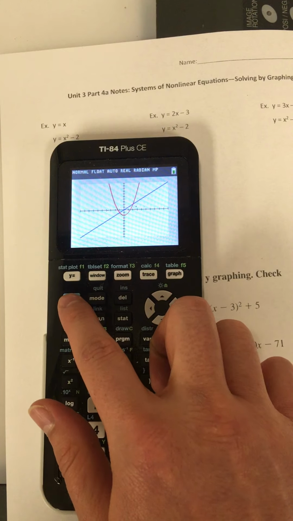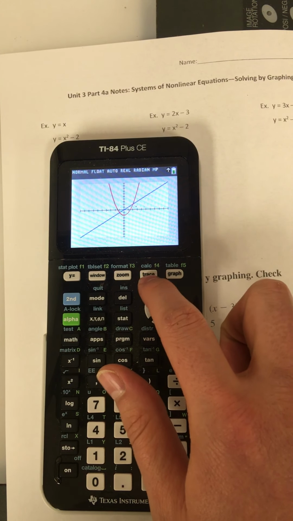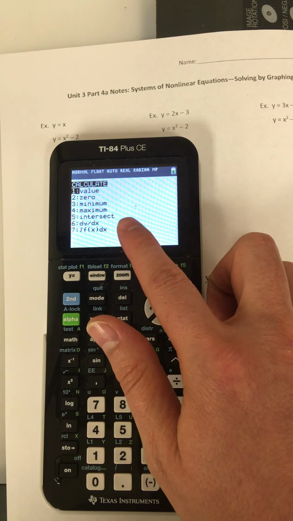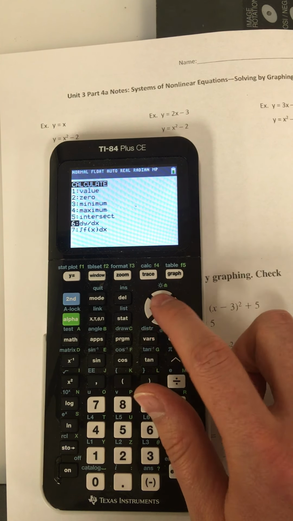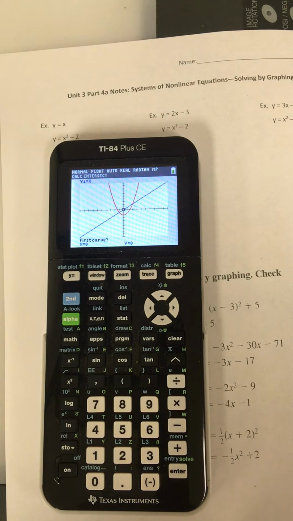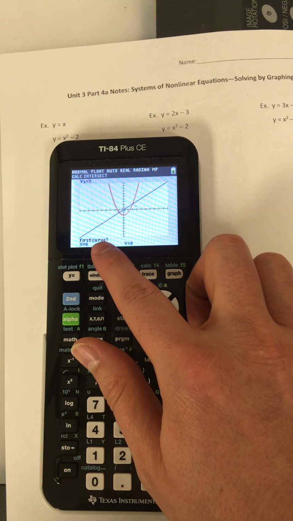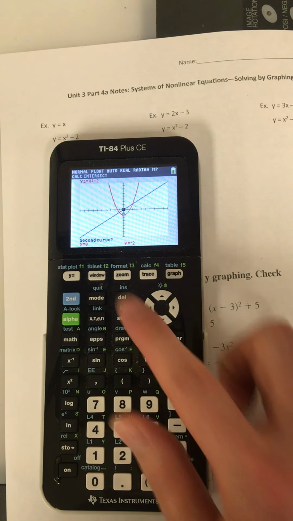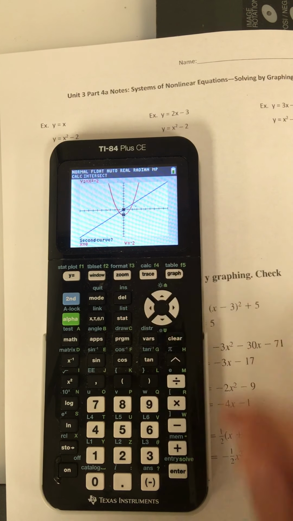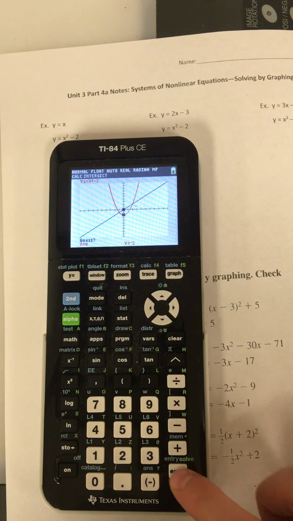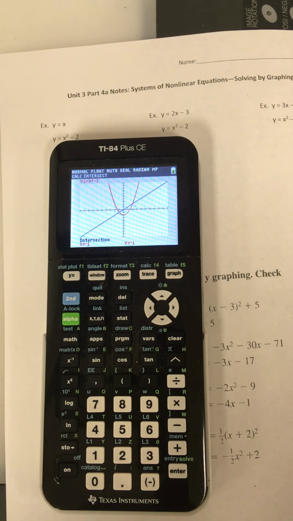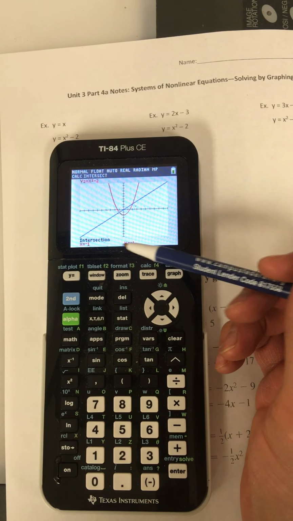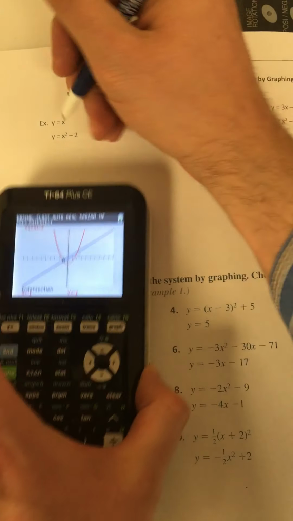If we hit second trace, this button right here next to graph, and we want to find where they intersect each other, we're going to do the fifth one. You can hit the number 5, or you can just go down to 5 and hit enter. It's going to ask you first curve. It's got the little cursor on the blue line, hit enter. Then it says second curve, and it's on the parabola, hit enter again. And then it says guess, just hit enter one more time. You hit enter 3 times. And so there's one of my answers. Those two curves are touching each other at -1, -1. There's my first answer.